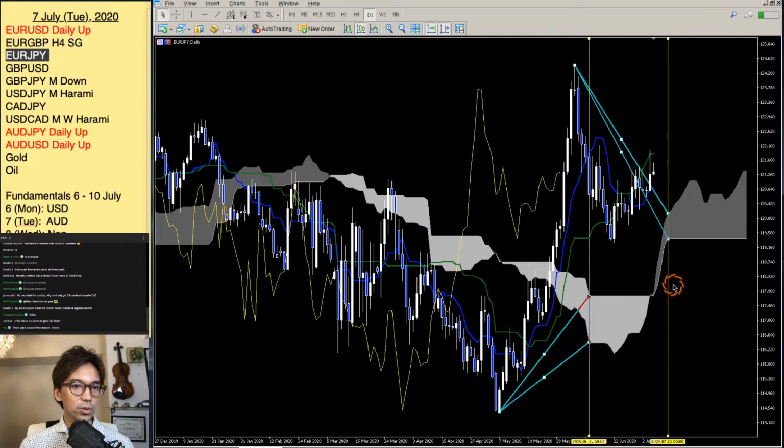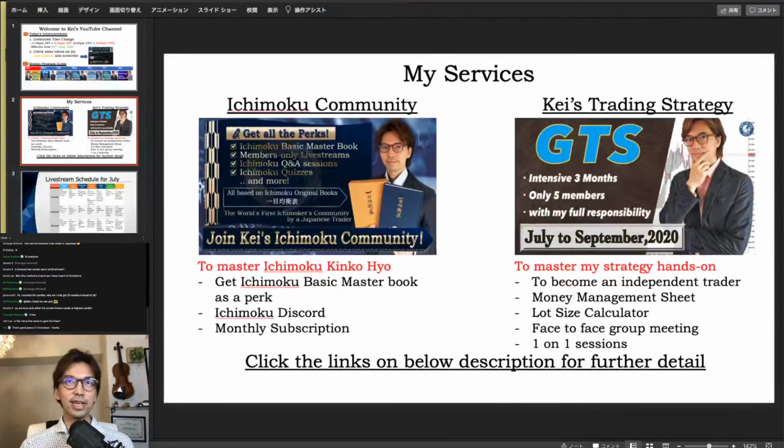This method is brand new. Never heard of this before. Okay. Yeah, all of this is introduced in this original Ichimoku book here. I think this is new, because I don't see this information in English anywhere.